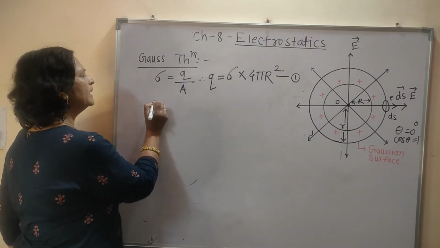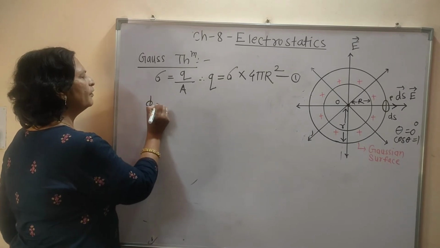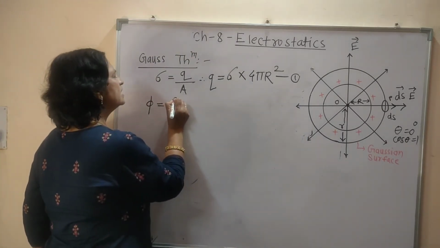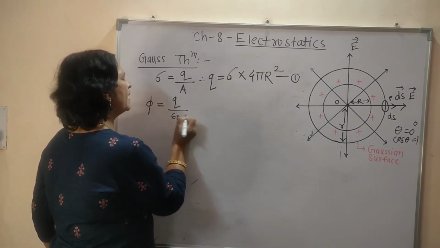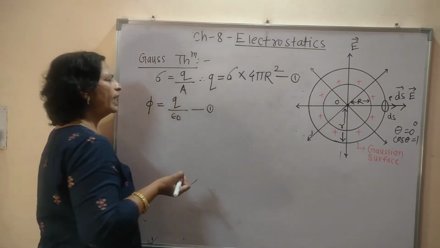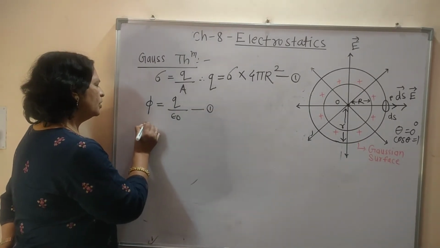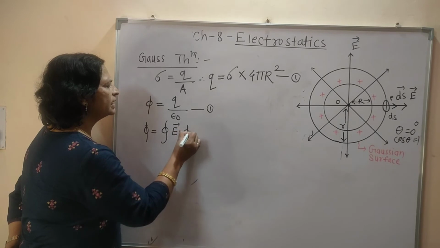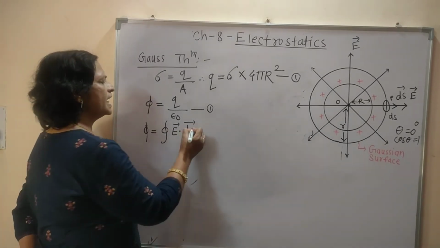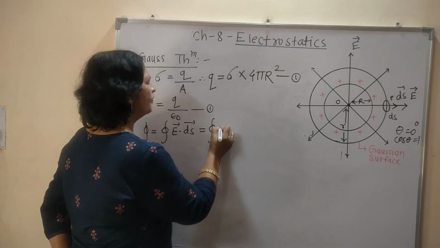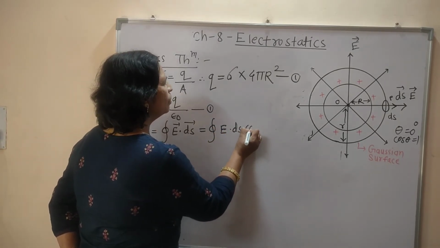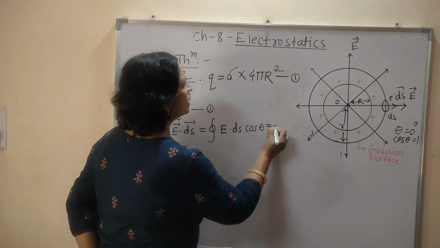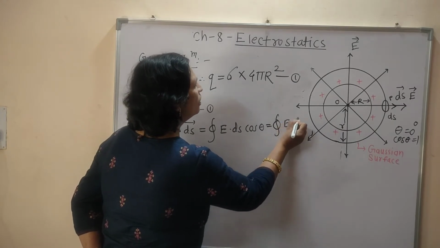Then according to the mathematical statement of Gauss theorem, the electric flux over this closed Gaussian surface is nothing but Q net divided by epsilon naught. This is equation number 2. Then, according to the second formula, the surface integral over a closed surface is the dot product of E and ds, that is, the surface integral of E ds cos theta. If theta equals 0, cos theta equals 1, so it is the surface integral of E ds.